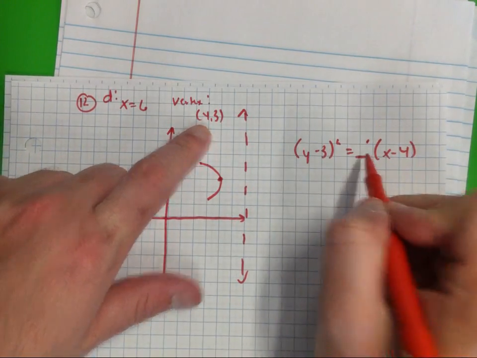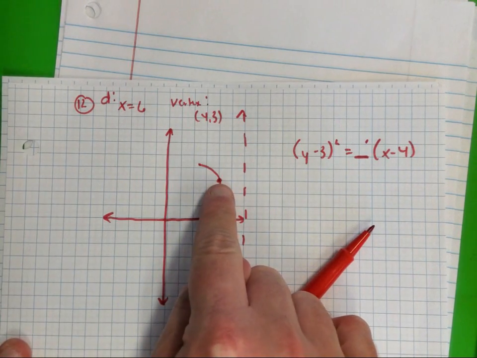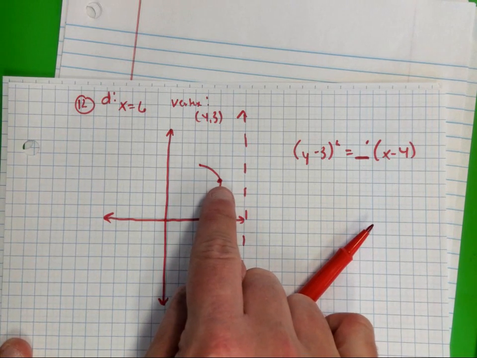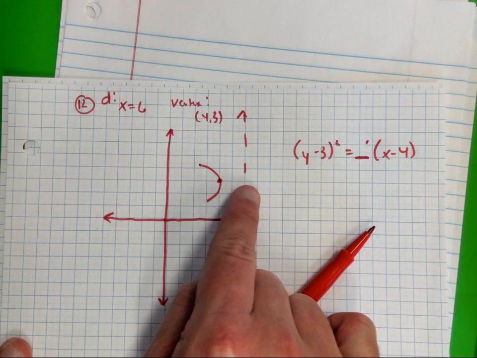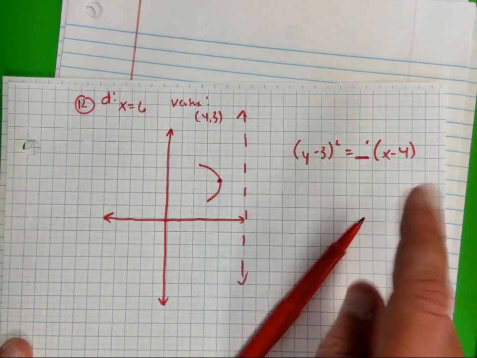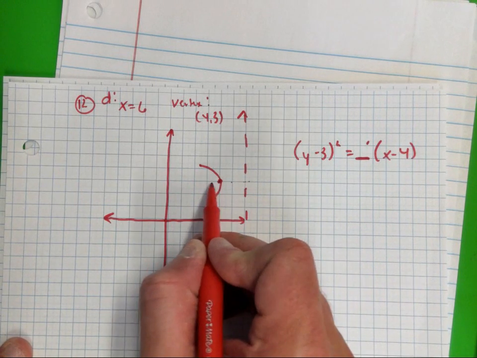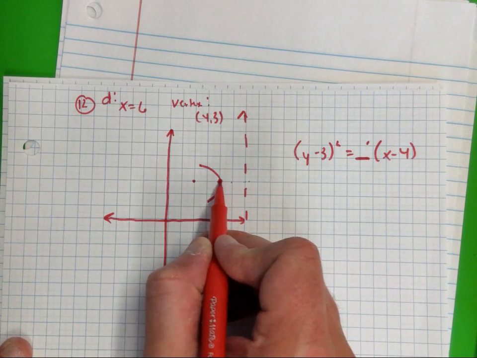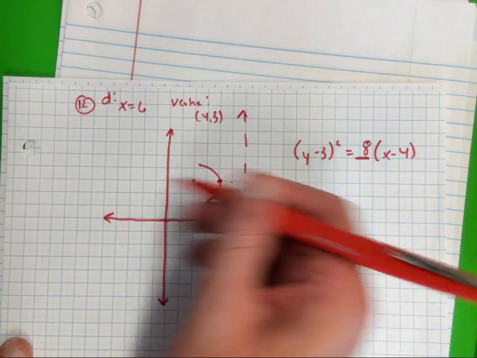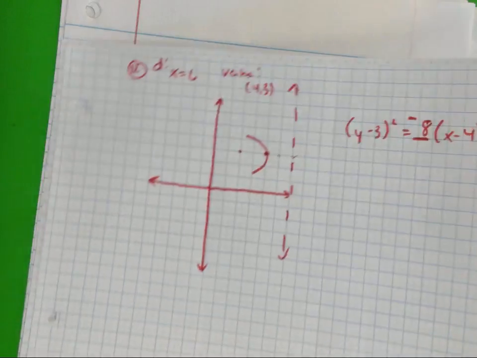We have to look for some number here. Remember that p is the distance from the vertex to the focus. Well, we don't know what the focus is, but the distance from the vertex to the directrix is the same as the distance from the vertex to the focus. So you can just measure how far it is from here. 1, 2. So that means your focus is 1, 2 back here somewhere. So 1, 2 multiplied by 4 is 8. But because it's going that way, it will be negative 8.